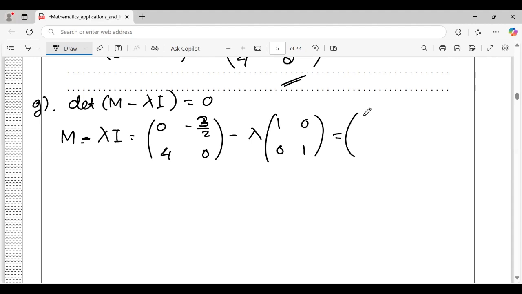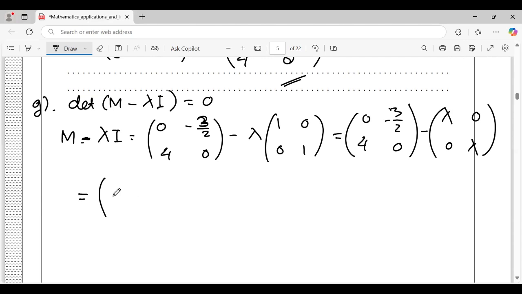So this is 0, 4, minus 3 half, 0, minus lambda, 0, 0, lambda, because lambda times 1 times 1. And it's going to be, minus 0 minus lambda, minus 3 half minus 0 is minus 3 half, 4 minus 0 is 4, and 0 minus lambda is minus lambda.